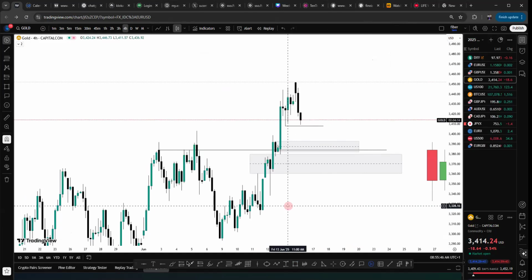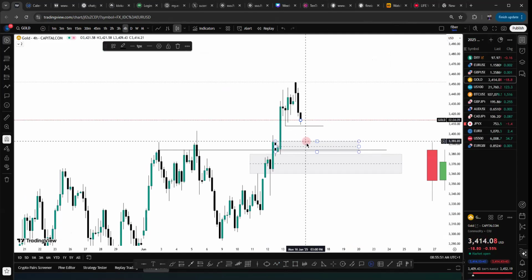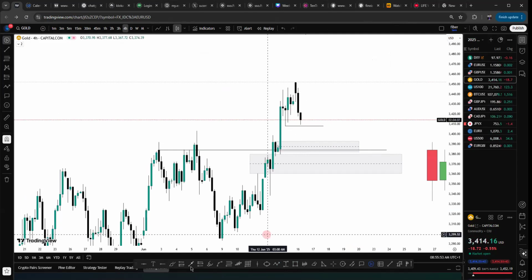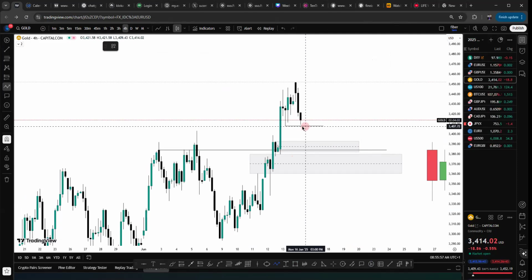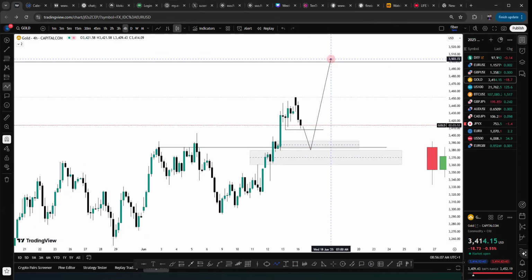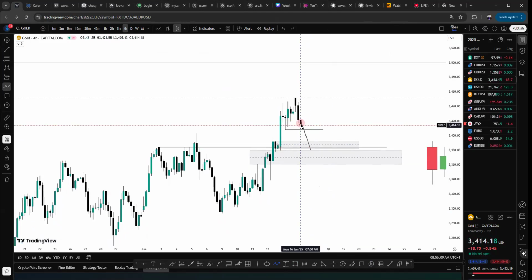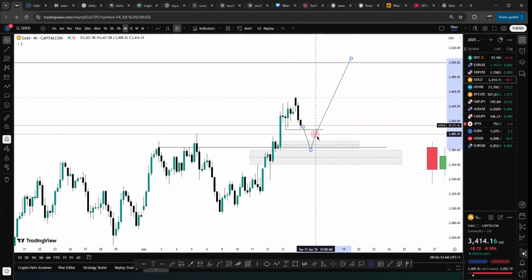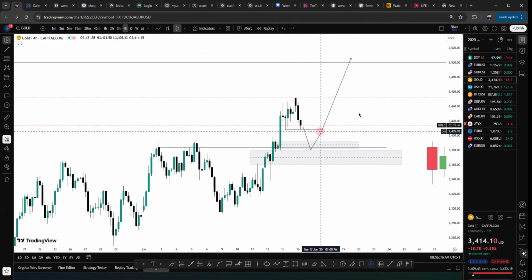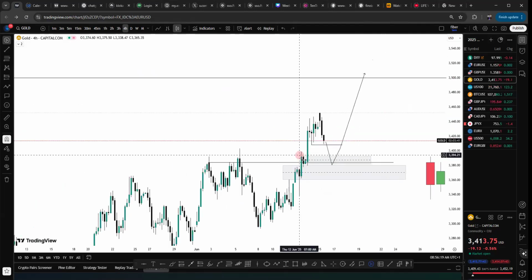So I would love to see price take out this low, and if we take out that low, tap into this other block here, maybe slightly into the fair value gap, and then we move back up to take our old high, something like that. All right, this is a good zone.